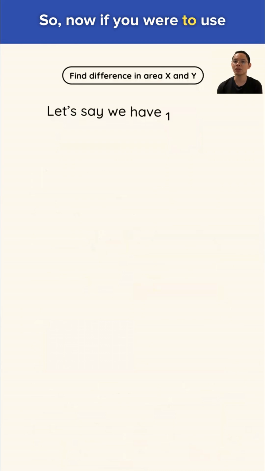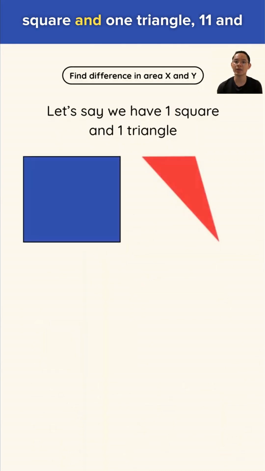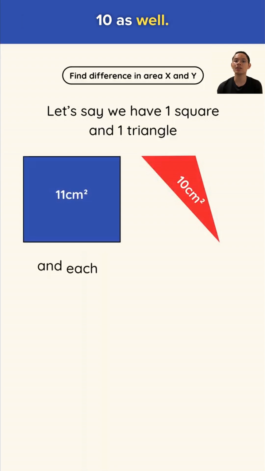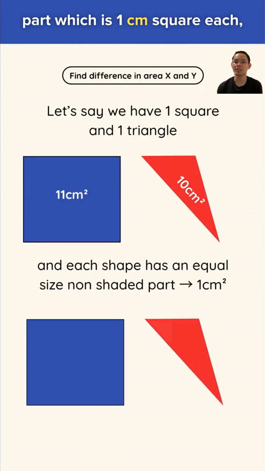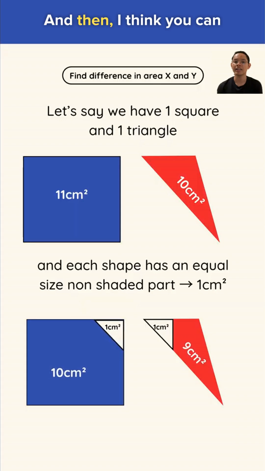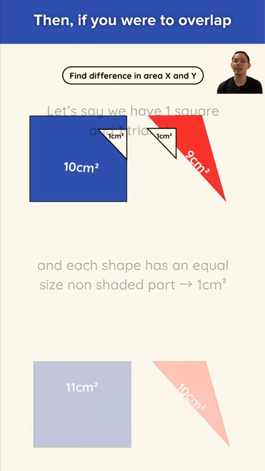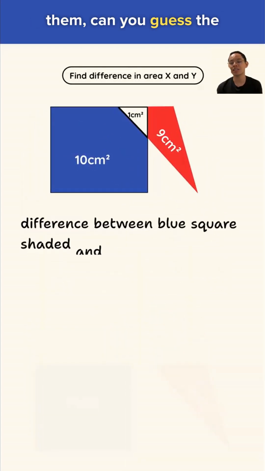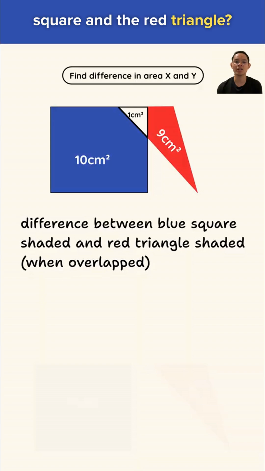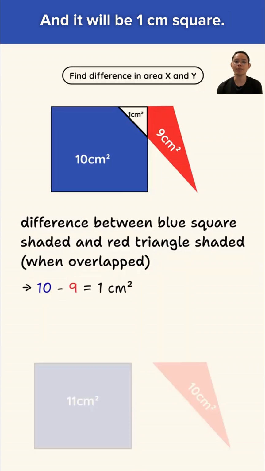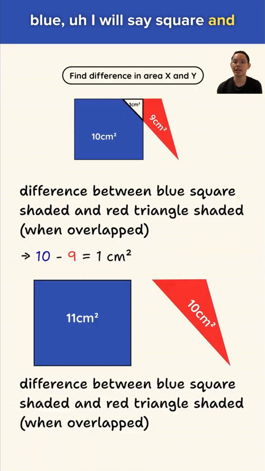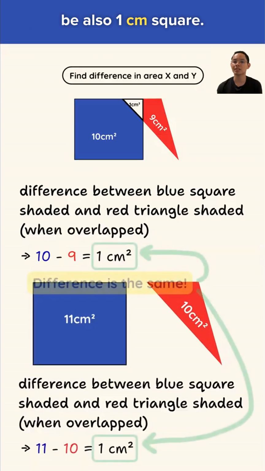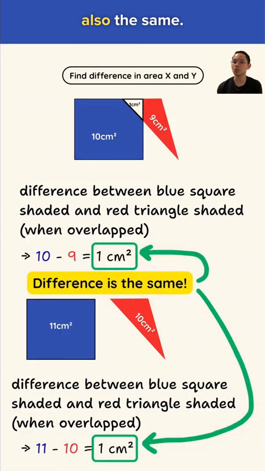Now if you were to use other shapes, for example, one square and one triangle, 11 and 10 as well, then each shape has a non-shaded part of equal size, which is 1 centimeter square each. That's what we see over here. Then I think you can guess the remaining shaded part areas, which are 10 and 9. If you were to overlap them, can you guess the difference between the blue square and the red triangle? It will be 1 centimeter square. And the difference between the whole blue square and the whole red triangle will also be 1 centimeter square. So the difference is also the same.